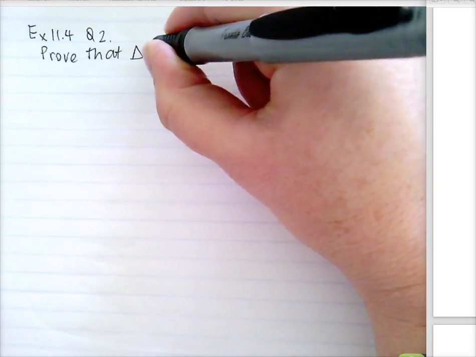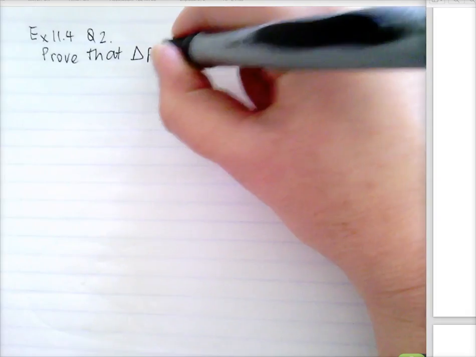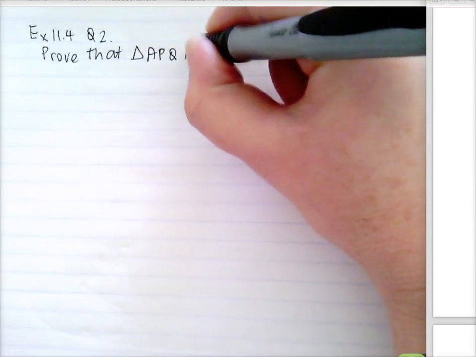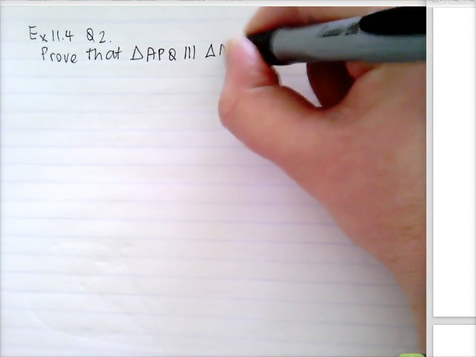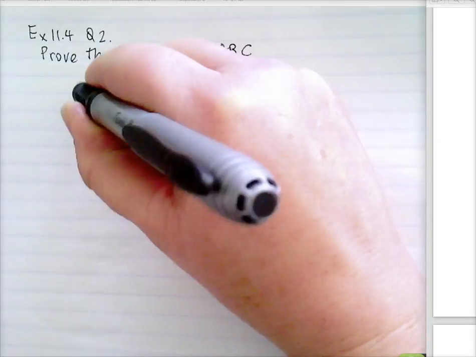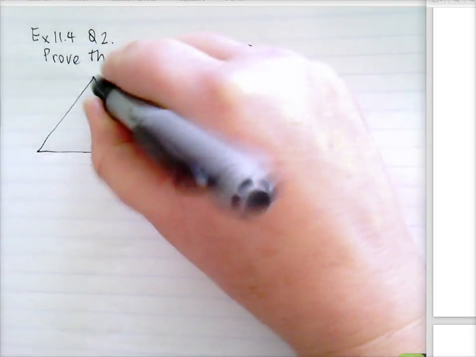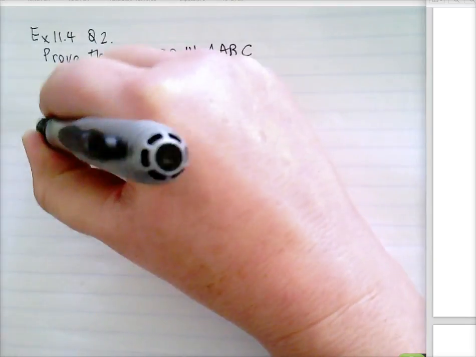Okay, it's exercise 11.4, question 2. We need to prove that triangle APQ is similar to triangle ABC. I'm just going to draw the triangles down here. Can everyone please copy these out if you haven't done this already?